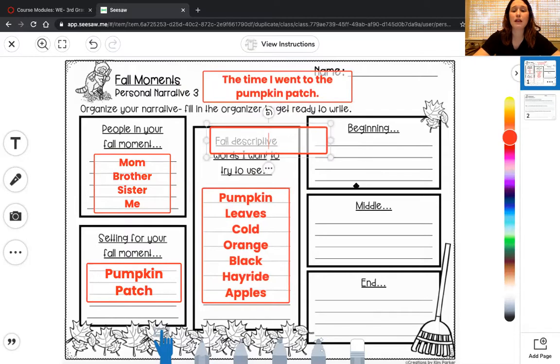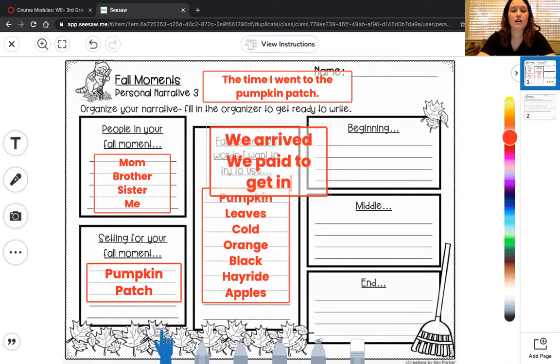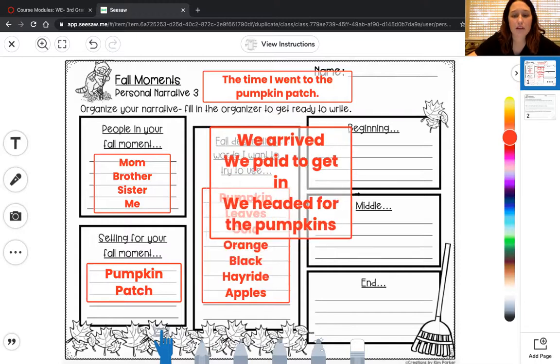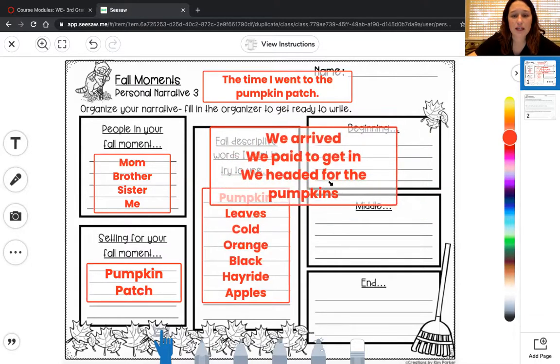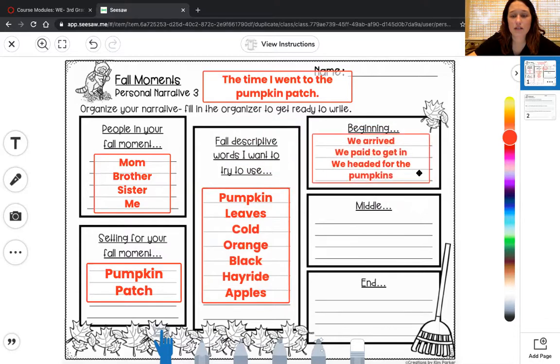All right, then I'm going to write a short little beginning sentence, a middle sentence, and an end sentence. Just a short little what happened. At the beginning, we arrived at the pumpkin patch. We arrived, we paid to get in, and we headed for the pumpkins. So I'm going to put that right here.